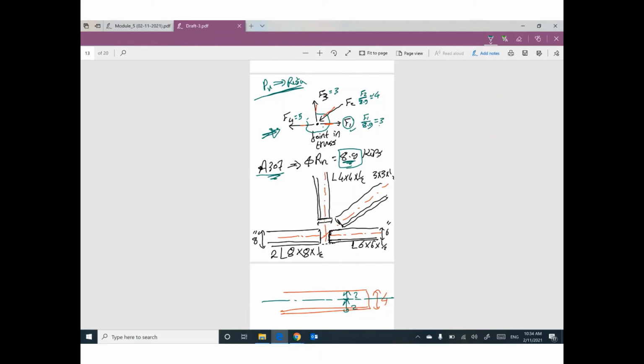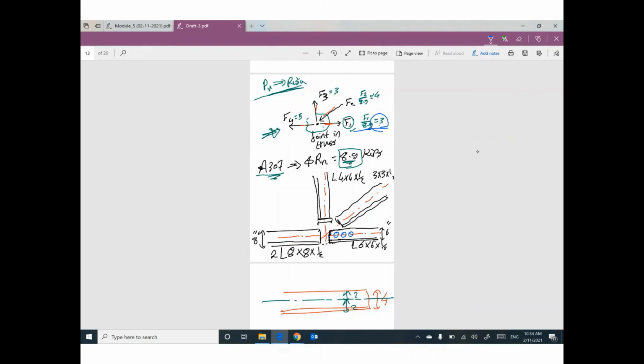Then go ahead and draw your members without any intersection. You decided that this member needs 3 bolts. So I will put 3 bolts: 1, 2, 3. And make sure what is the edge distance, what is the spacing between each 2 bolts.